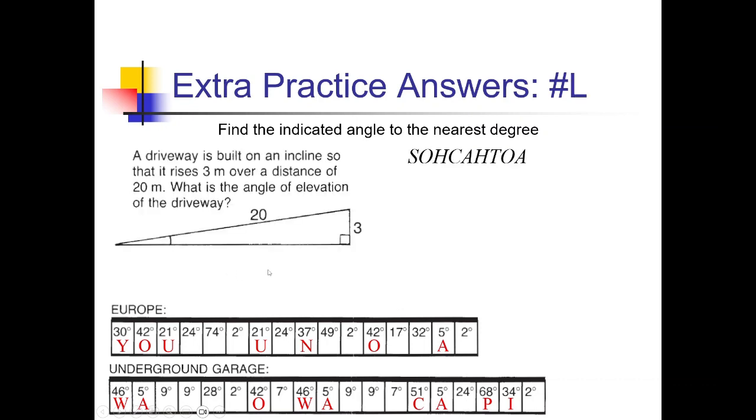Now we're on to some of these so-called word problems, where really you just have to look at the diagram and find the angle, but here's the backstory. So this is a driveway built on an incline, rising 3 meters over a distance of 20 meters. We want the angle of elevation of this driveway. So we have the opposite side and the hypotenuse for this triangle. That's the sine function. We have sine of theta equaling opposite side 3 over hypotenuse 20. So then that angle of elevation is going to be sine inverse of 3 over 20.